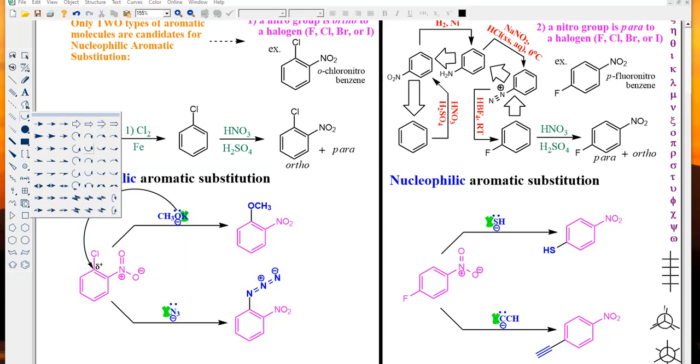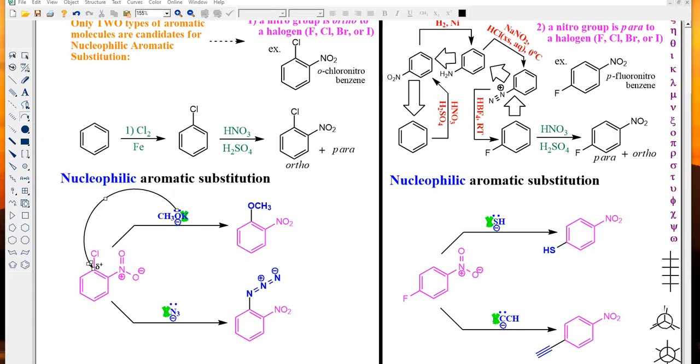You can't do an SN2. I know you want to. You can't do an SN2 on an sp2 carbon. The bonds are too strong. This resonates towards the highly electronegative atoms in the nitro group and resonates all the way up to the O in this rate determining step, giving this key intermediate right here.